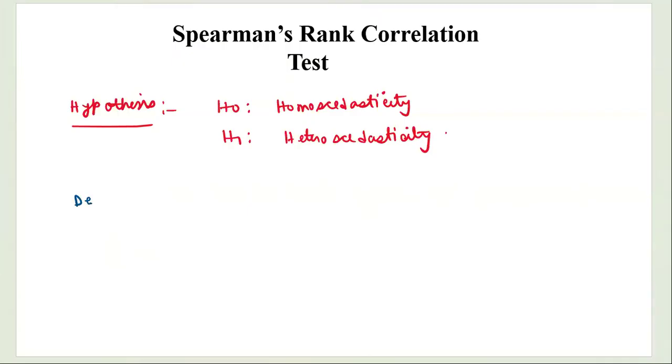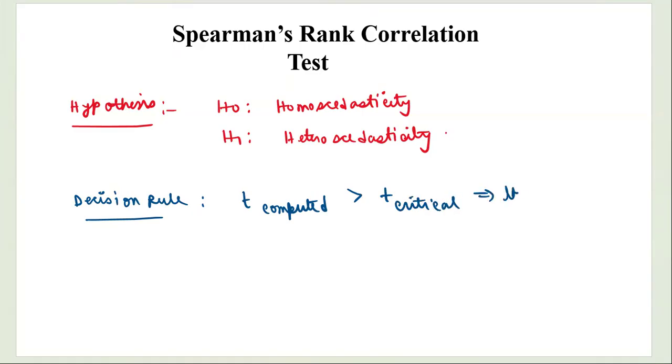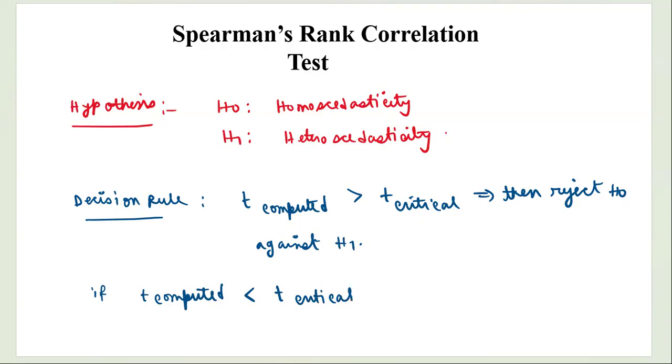And now the decision rule simply says if the T computed value is greater than the T critical value, then we will simply reject H naught against H1. Or if T computed is less than the T critical value, then what we will do? We will fail to reject H naught.